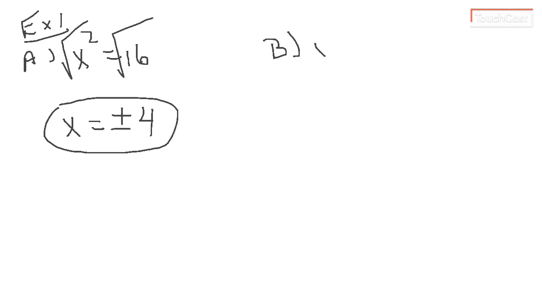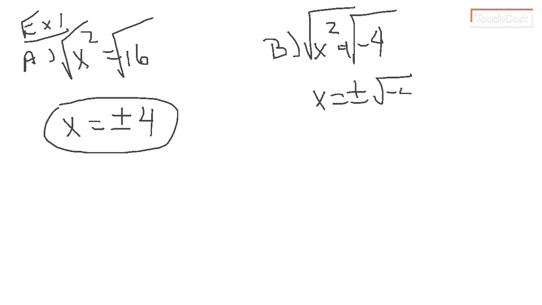In our next example, x squared equals negative 4. If we take the square root of both sides here, we don't right now know how to find the square root of negative numbers. What we can say is x is equal to plus or minus the square root of negative 4. However, our real answer is going to be there is no real solution.